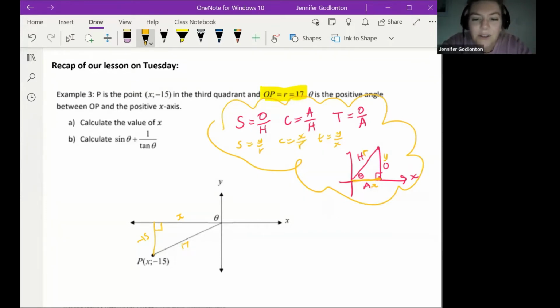Oh, you see, I just got load shedded. Okay, so we're going to use Pythagoras. That was answered so beautifully. So we're going to say 17 squared, our hypotenuse squared, is equal to, I'm going to write it this way, x squared plus negative 15 squared. You can write it with minuses, it's totally fine. And remember, you have to give your reason. You have to write Pythagoras.